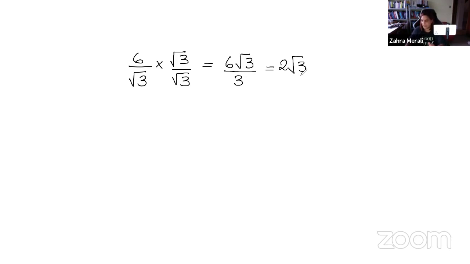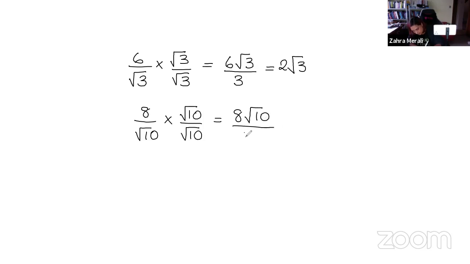So let me find one from an exam paper. Here we go. So they've got 8 over root 10. So again, I'm going to multiply the top and bottom by root 10 over root 10. So we get 8 root 10 on the top. Root 10 times root 10 is 10. And we can cancel that down, divide top and bottom by 2. So we get 4 root 10 over 5. And that takes you all the way to the level 9 questions.